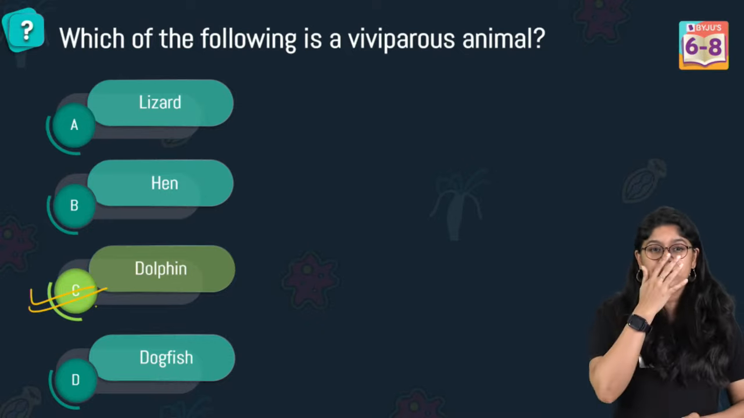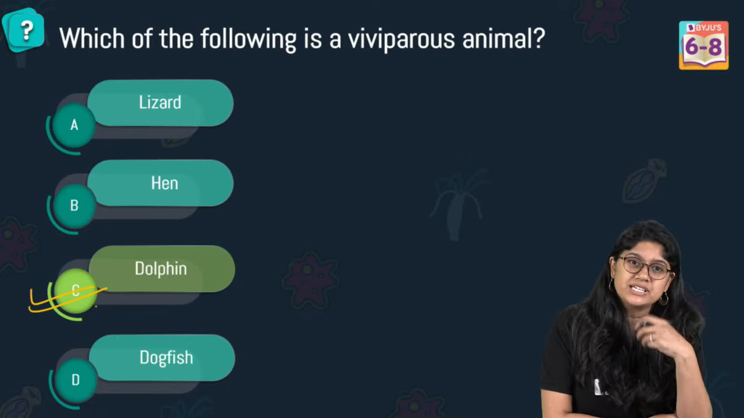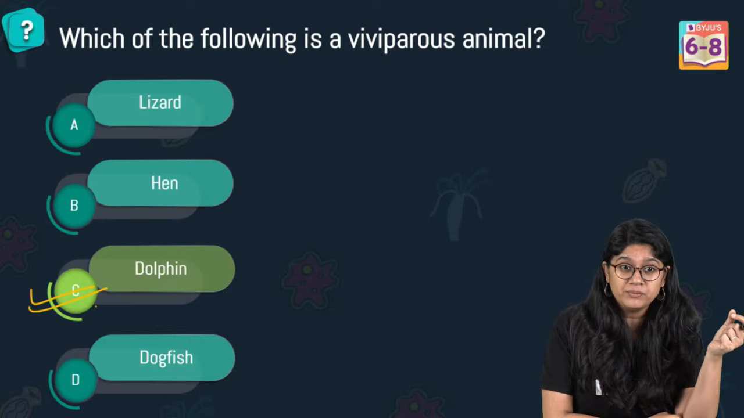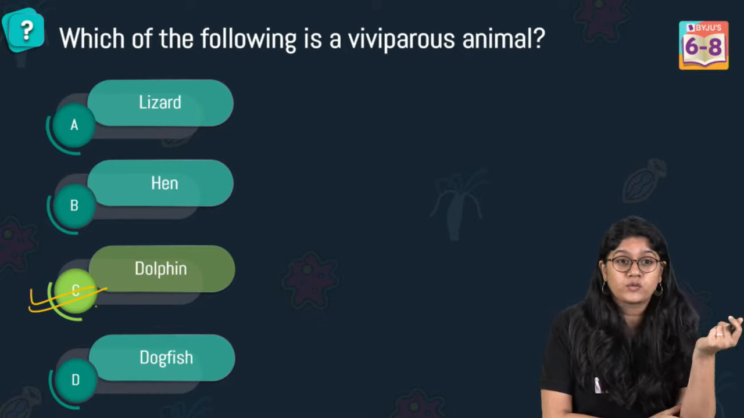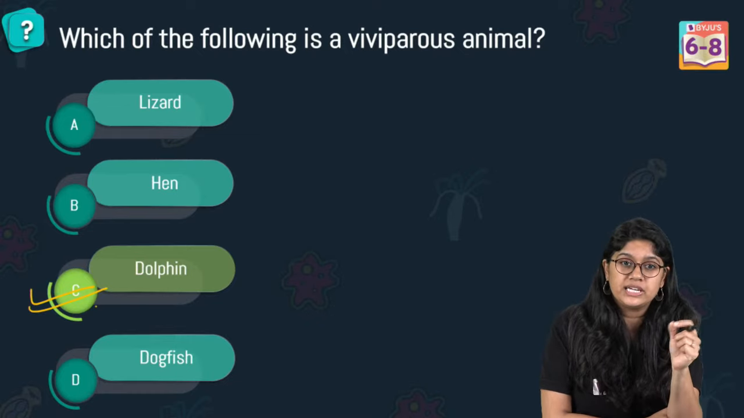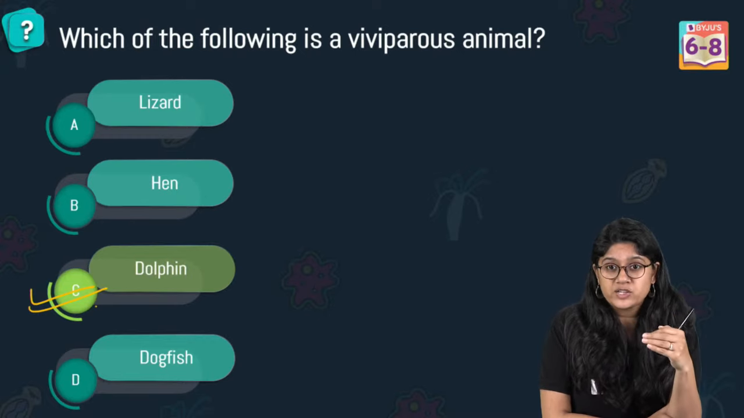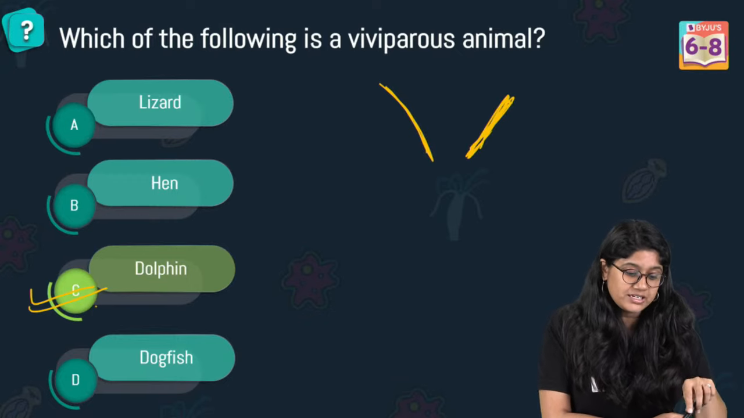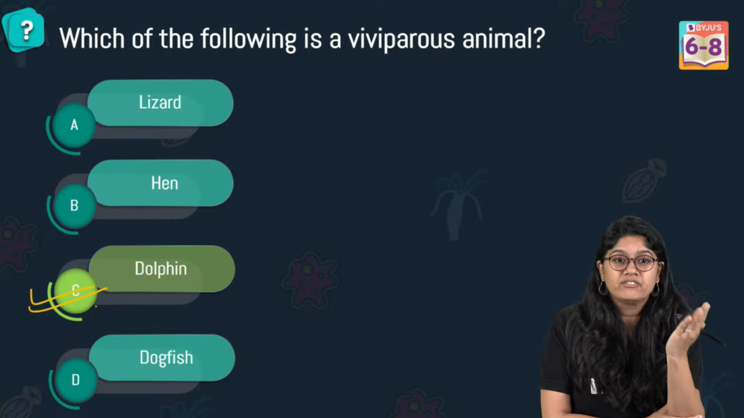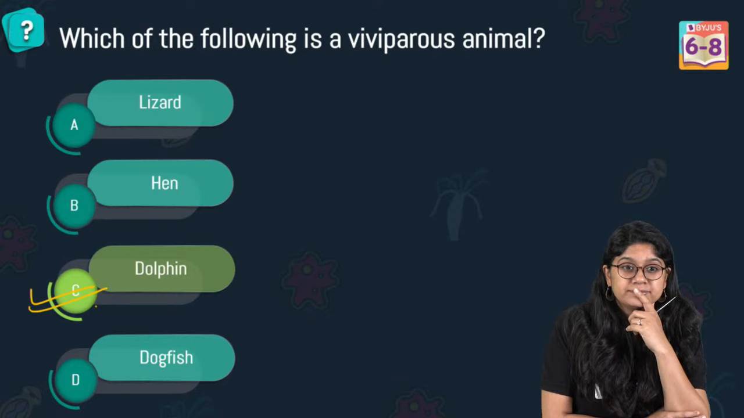The correct answer is dolphin. Yes, very good. In your textbook, we haven't discussed much about the menstrual cycle. But if the fertilization is not happening, what will happen in the female body? Every month there's one egg which is produced. If it's not fertilized, the uterus will lose the lining that it has, and we'll have the menstrual cycle. Clear? Everyone, I hope that it's clear.